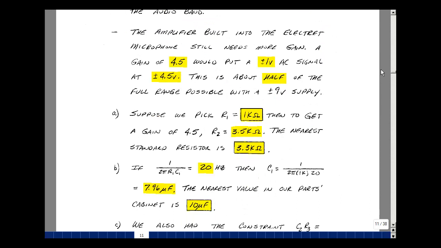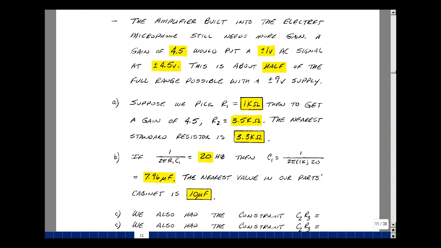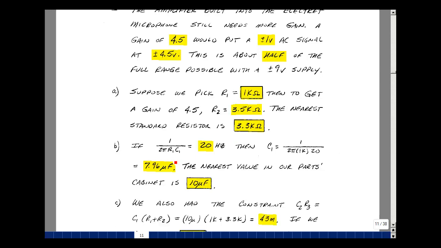Well, given that information, we can start to pick the resistors and the capacitors. Suppose we pick the resistor R1 in the audio frequency non-inverting amplifier to be 1 k ohm. Then to get a gain of 4.5, we would need R2 to be 3.5 k, because the gain is 1 plus R2 over R1 once you get past the corner frequency. The nearest standard component that we have in our parts cabinet is 3.3 k. It's going to give us an overall gain of 4.3. Given we pick the value of R1, we can now solve for C1 from the fact that 1 over 2 pi R1 C1 should be around 20 Hertz. Putting the R1 here and the 20 over here, we get 1 over 2 pi times 1k times 20 Hertz, and that's about 8 microfarads.